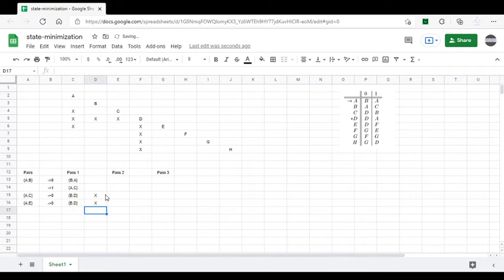Now in my second pass, I don't need to do this two again because they're already marked. I only need to do the ones that are not marked. So I probably would have to do AB after I'm done. Okay, so I move to the next one.